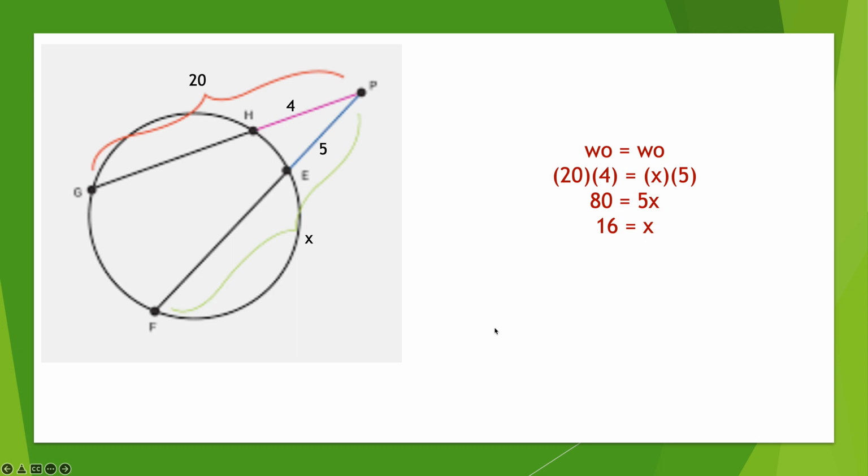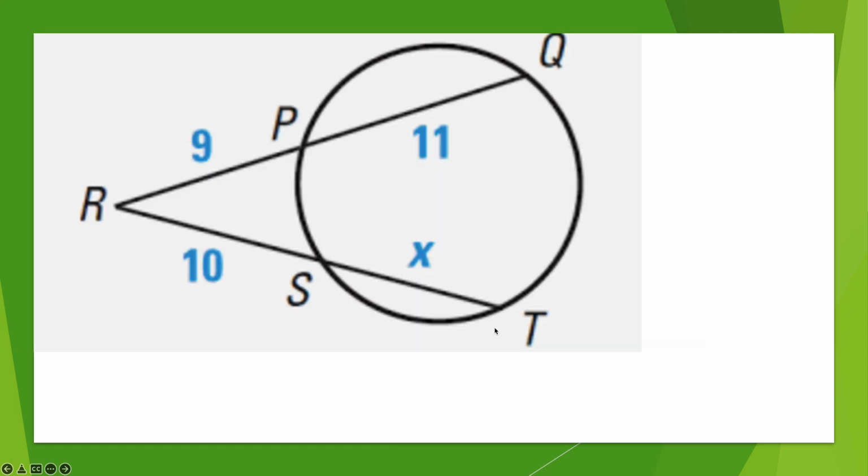Okay, well, sometimes they mess around a little bit with where the x goes, but just stick with whoa equals whoa. You won't have a problem. Go ahead.